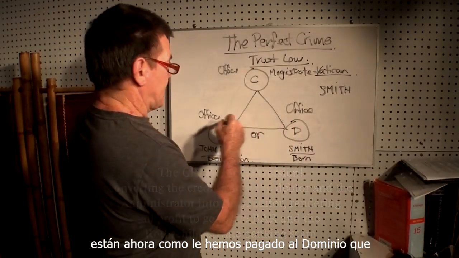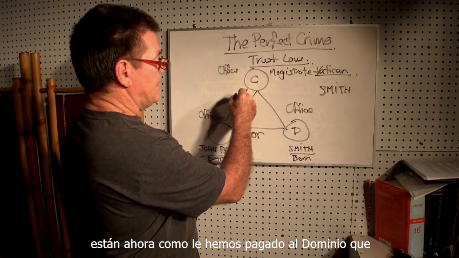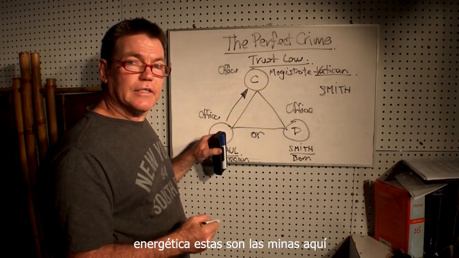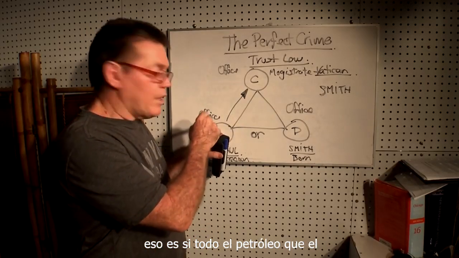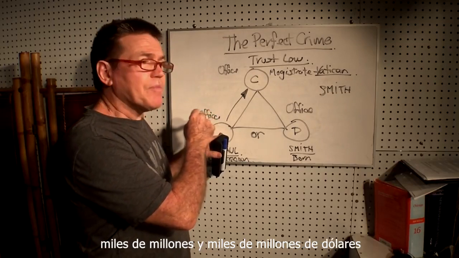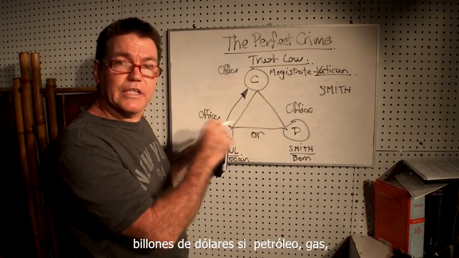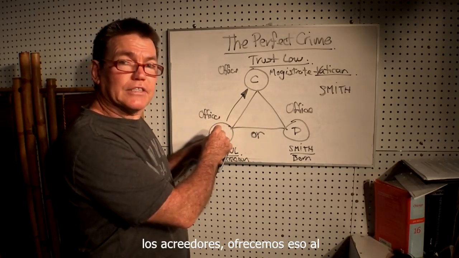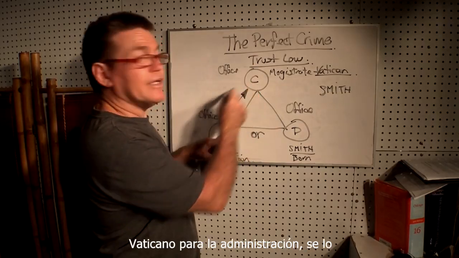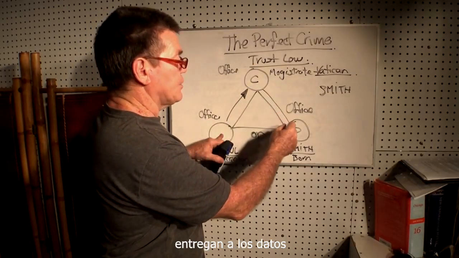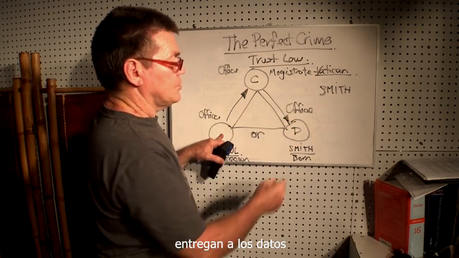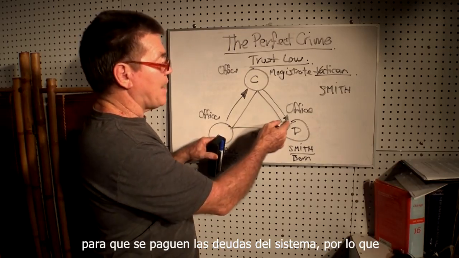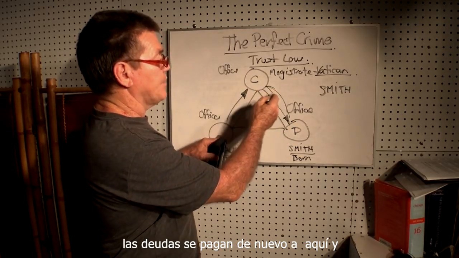So the debtor now, as we've paid the dominion, which is the authority to the mineral and energy wealth, these are the mines here. This is where the oil, the coal, the energy that we supply, billions and billions of dollars, trillions of dollars worth of oil, gas, energy and mineral wealth is owned by us, the creditors. We offer that to the Vatican for the administration. They hand it to the debtor for the debts of the system to be paid for. So the debts are paid for back to here.